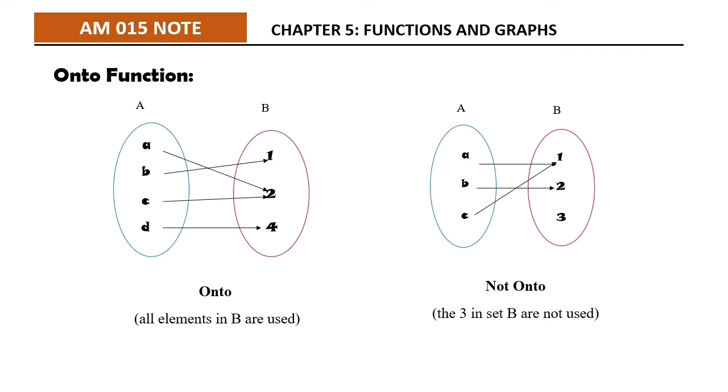Example of a function that is not onto. There is one element in B that is not in use. The 3 inside B is not used, so this is not an onto function.